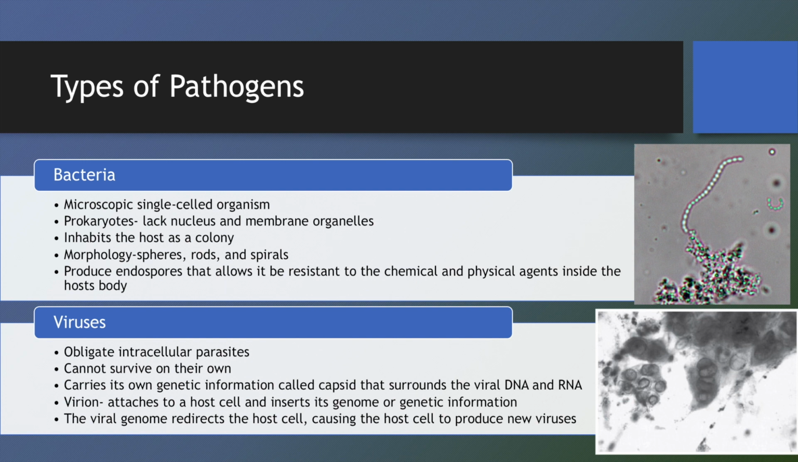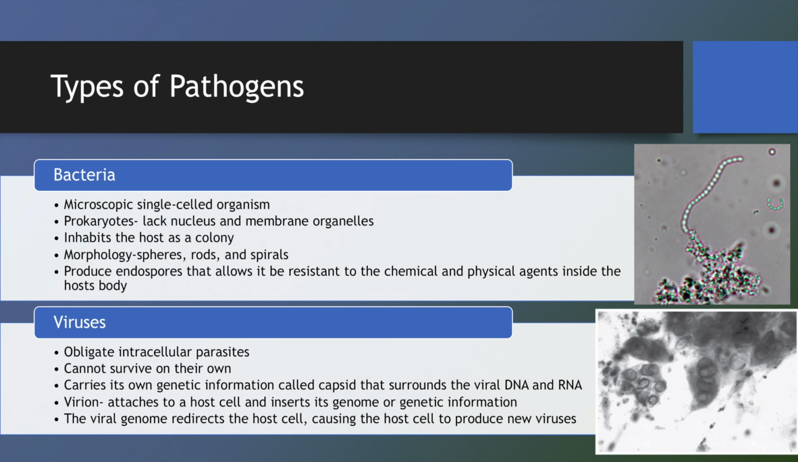Types of pathogens. Bacteria is a microscopic single celled organism that consists of prokaryotes that lack a nucleus and membrane organelles. It inhabits the host as a colony. The morphology of the appearance is spheres, rods, and spirals. They produce endospores that allow them to be resistant to the chemical and physical agents inside the host body.